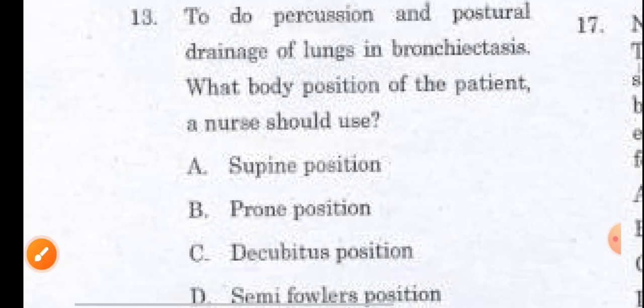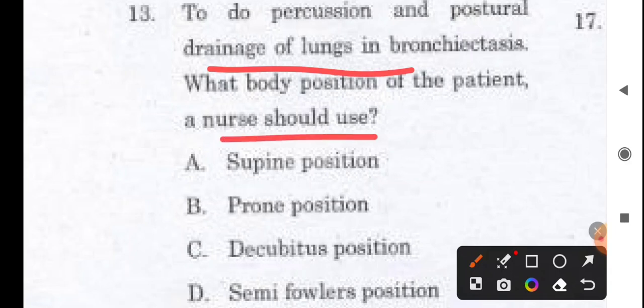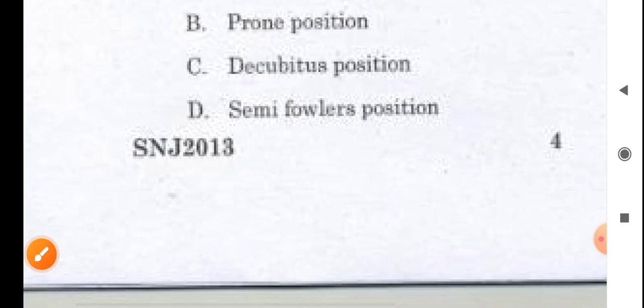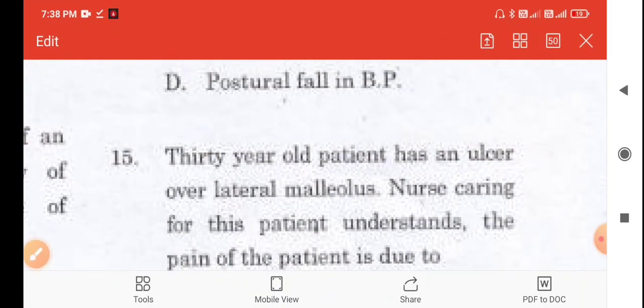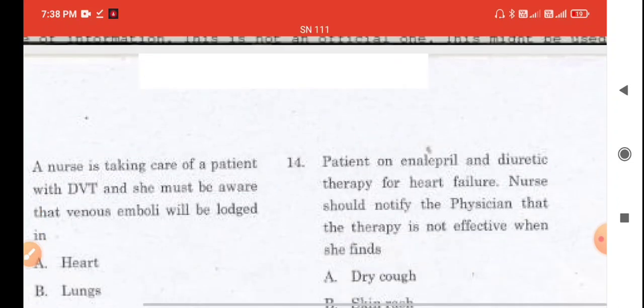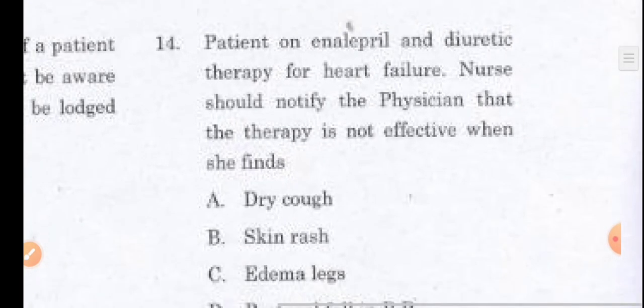So next, to do percussion and postural drainage of lungs in bronchiectasis, what body position of the patient should the nurse use during postural drainage of lungs? Supine position, prone position, decubitus position, semi-Fowler's position. So you need to answer the position here. Okay. So next, moving on to the next question.